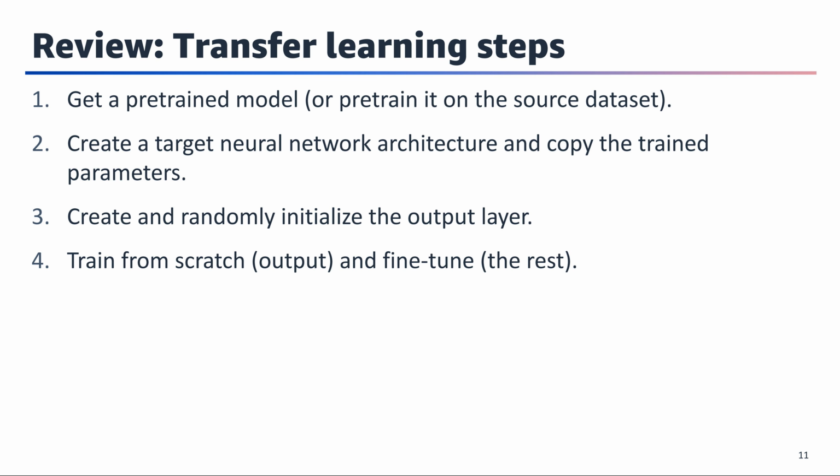Here is a review of the transfer learning steps. First, we need to obtain a pre-trained model or train a model on a source dataset. Next, we create a target neural network architecture and copy the trained parameters from the pre-trained model. The output layer is then created and randomly initialized, as it needs to be trained specifically for the new target task. Finally, we train the output layer from scratch and fine-tune the rest of the transferred layers on the target data.